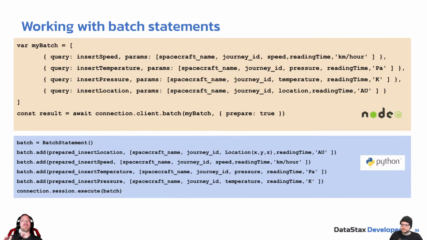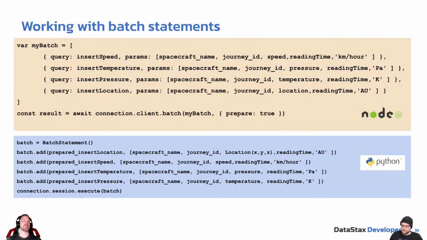Now, again, the syntax is a little bit different. Node actually does it a little bit differently than the others. Python looks a lot more like what you'd see in Java, where you have the dot notation access. So I'm going to create a batch statement in Python and then just say batch.add, and then I'm going to add each of those statements.